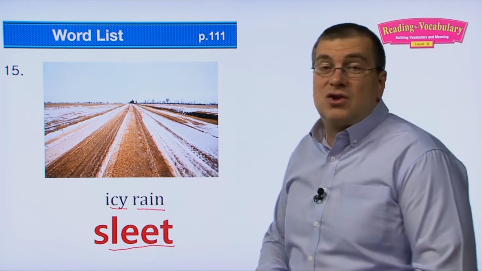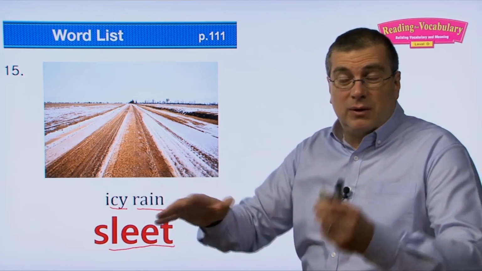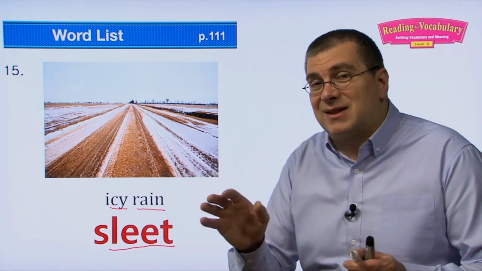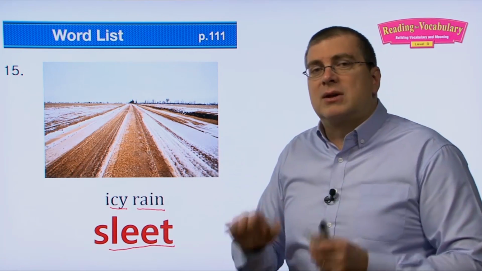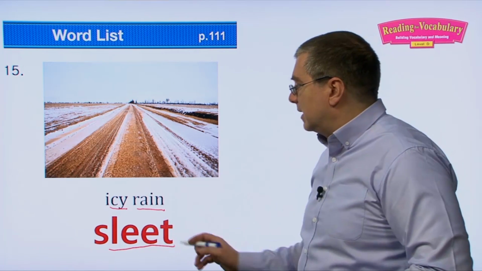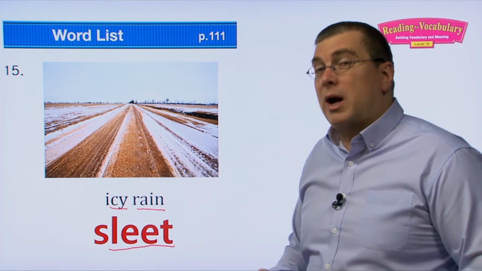Now sleet is dangerous because on the roads we have to be very careful because as you know, ice is slippery, right? So you have to be careful when it's sleet outside. You also have to be careful when you're walking.